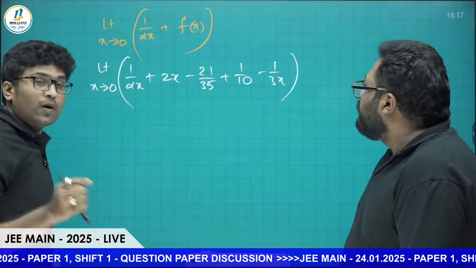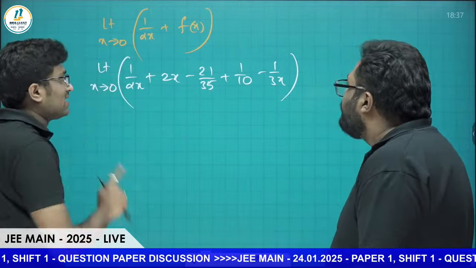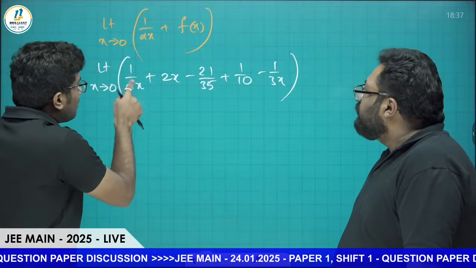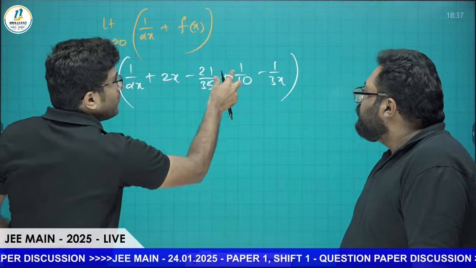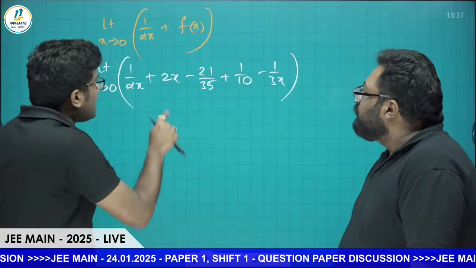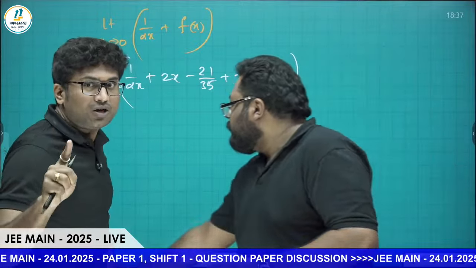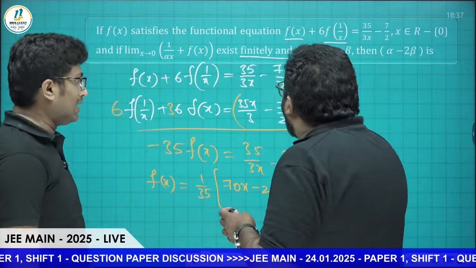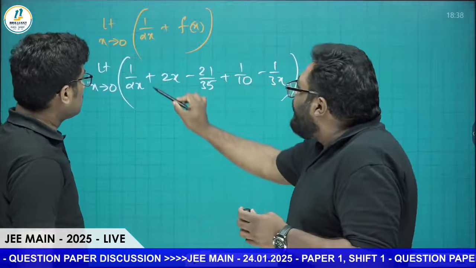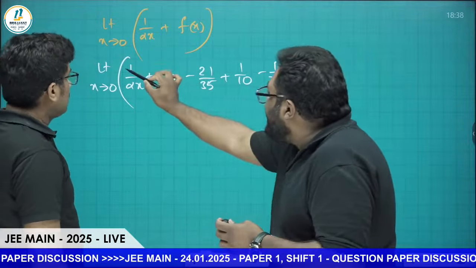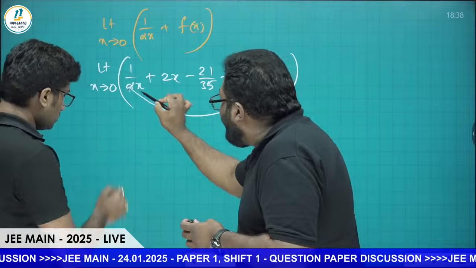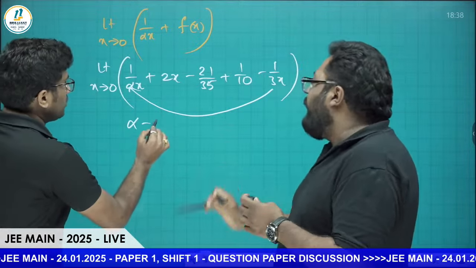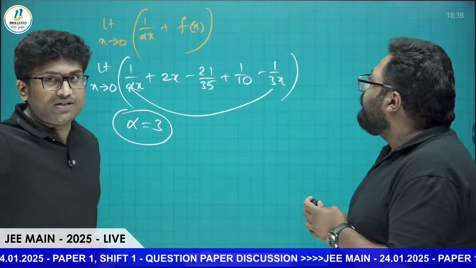Now guys, if you observe the limit and put x equals to 0, we are getting 1 by 0 plus 0 minus some finite minus 1 by 0. So clearly this is not in indeterminate form, because they said that it should exist finitely. Finitely means that I should be able to eliminate this. To eliminate this, you can simply compare and tell that alpha is equal to 3. So directly we have got alpha equals 3.